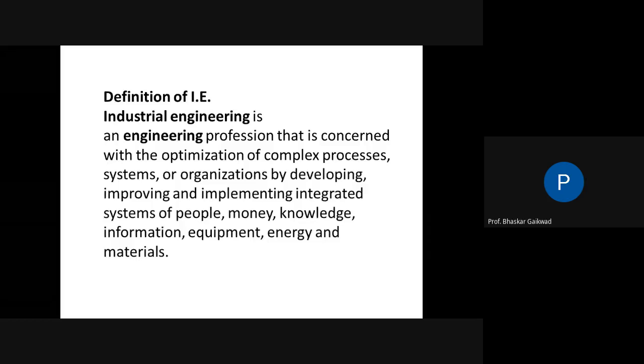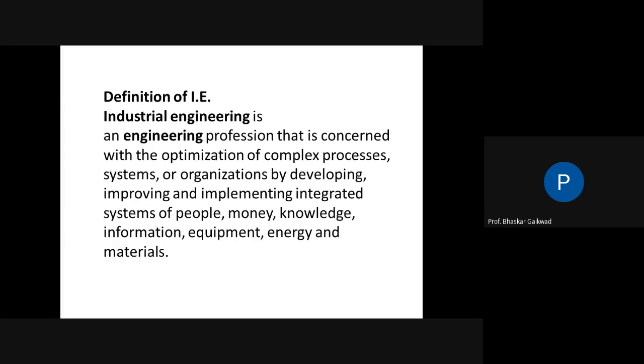What is the definition of industrial engineering? It is concerned with optimization of complex processes. Complex process means some critical processes like forging, forming, casting. We have to study these and improve the present methods by using different types of resources, knowledge, materials, machines, etc. This is actually the definition of industrial engineering.